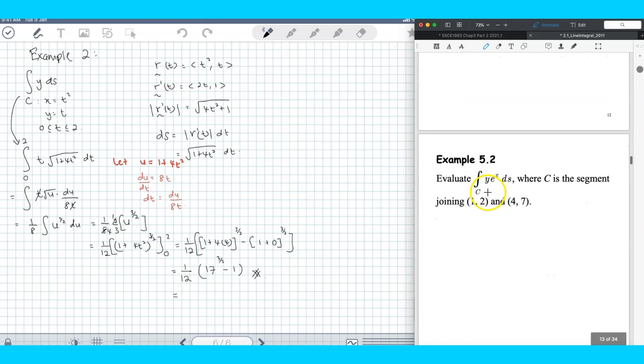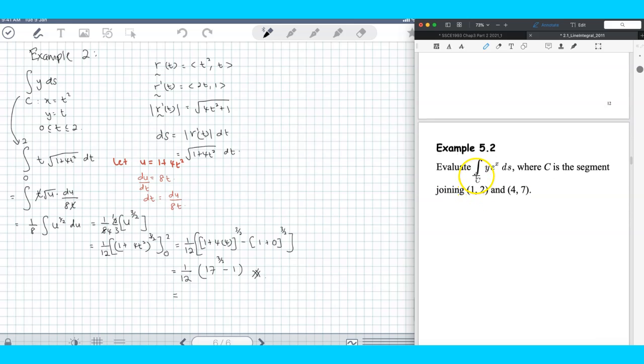So next, in example 3, we are still discussing the line integral for the scalar field. This is a scalar function along C, but now your C is not in terms of a parametric equation or vector function. So you only have 2 points, 1, 2, and 4, 7.